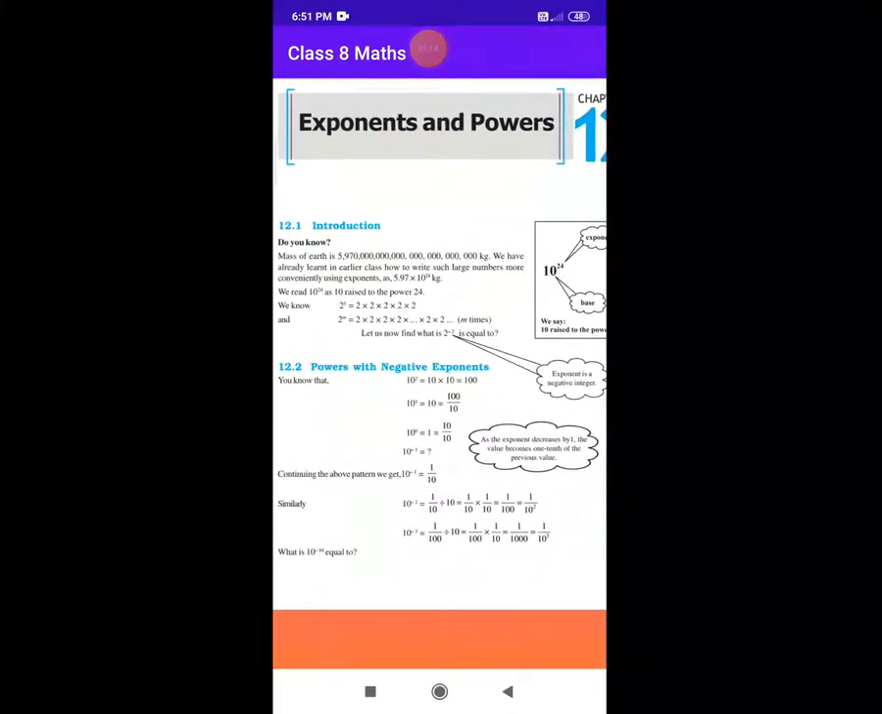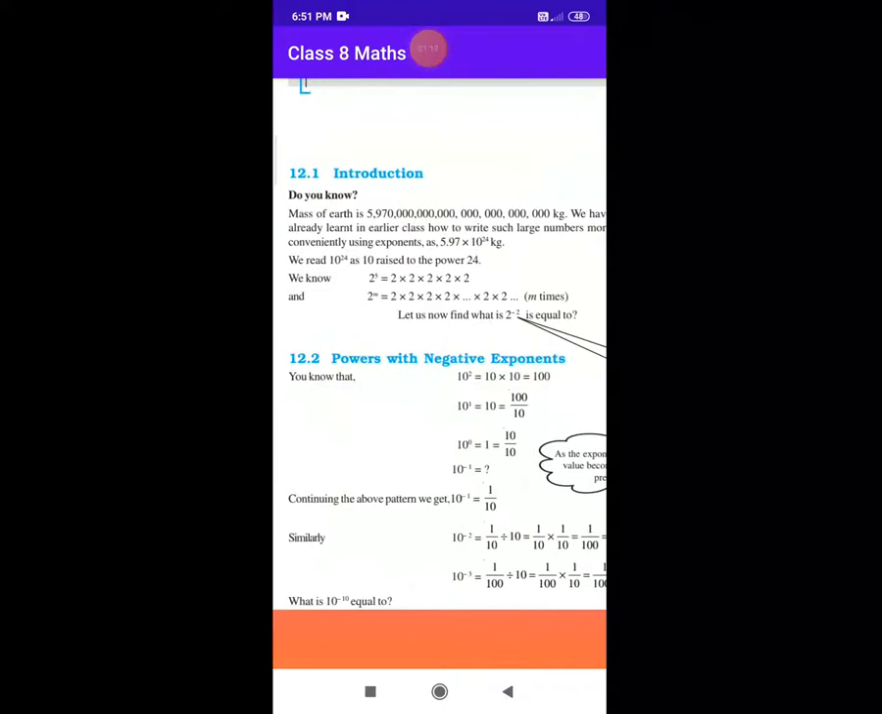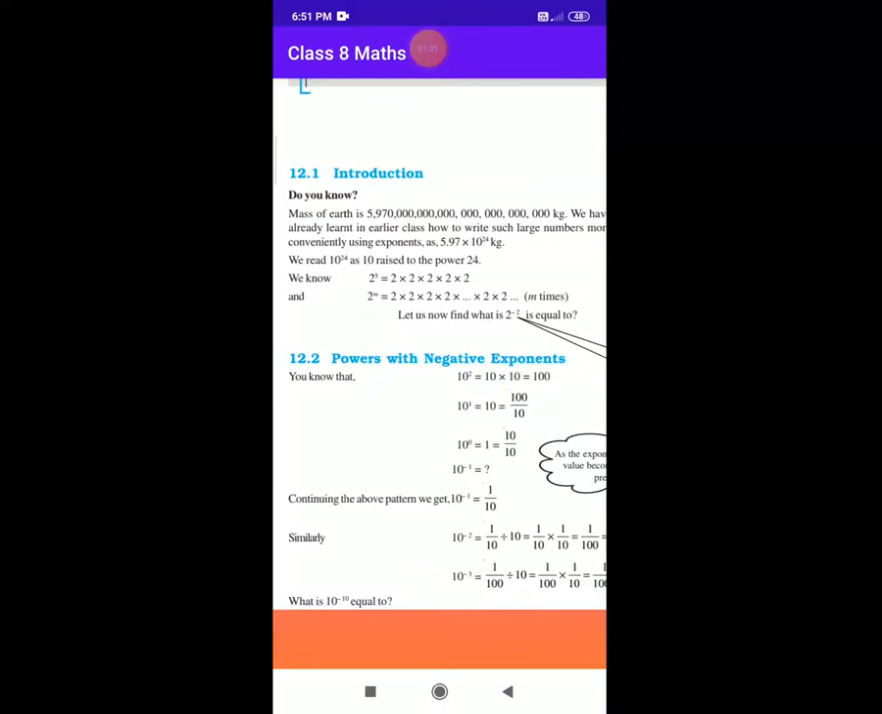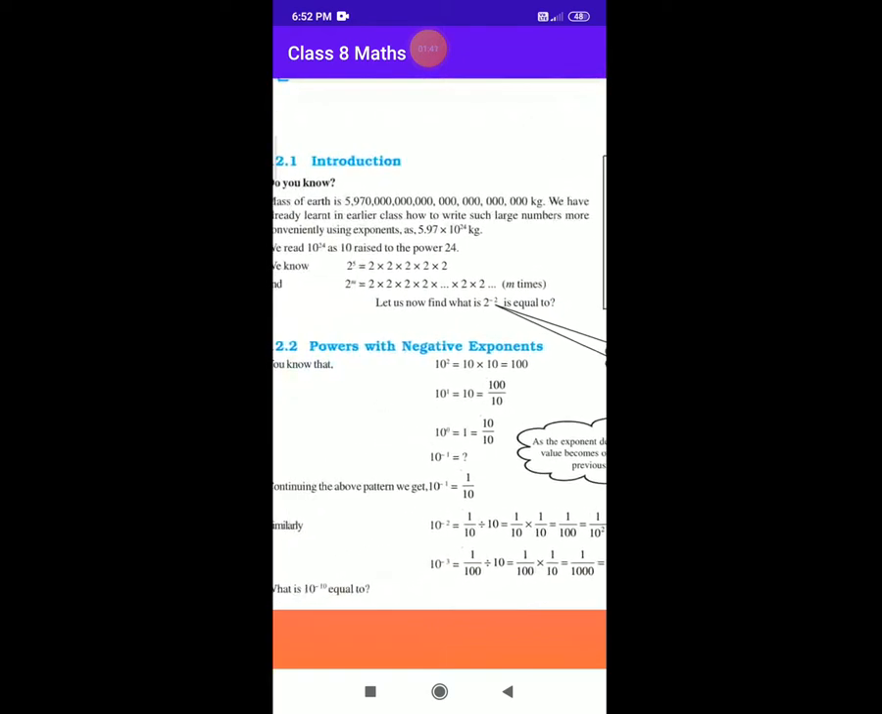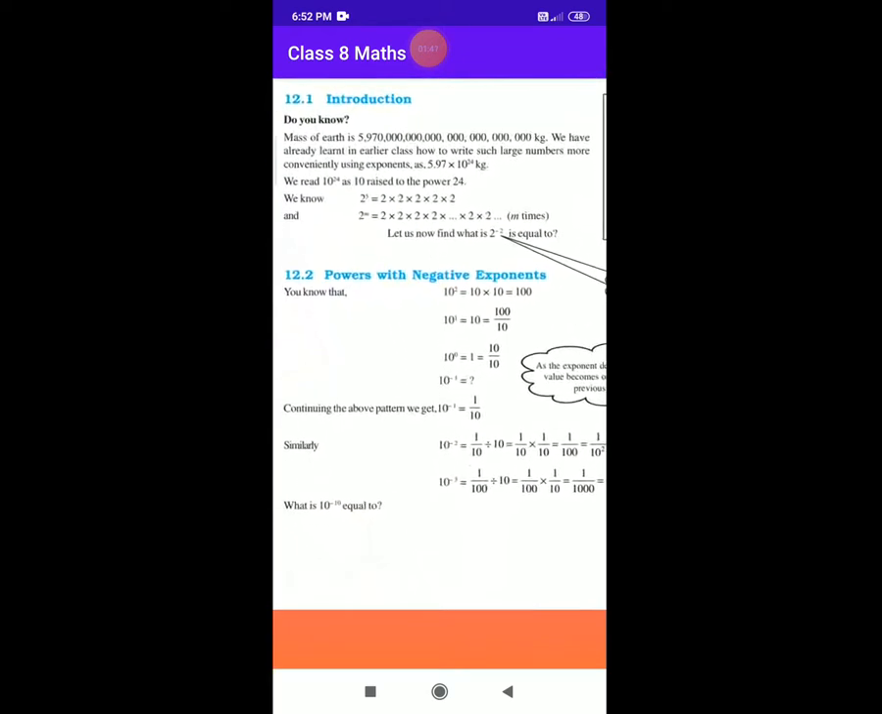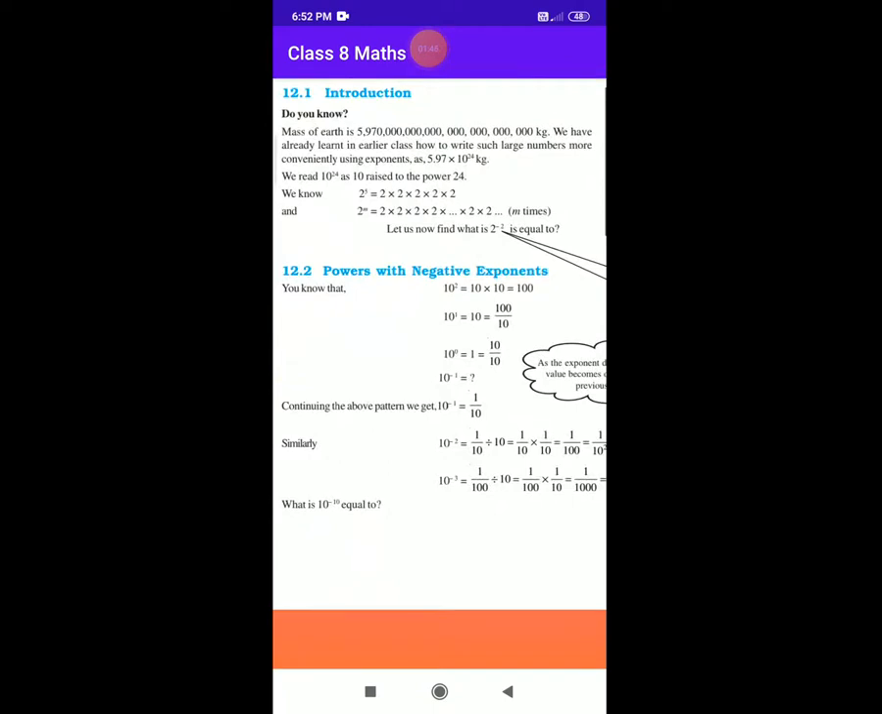We know 2 raised to 5 means 2 multiplied by 2 multiplied by 2 multiplied by 2 and multiplied by 2. And 2 raised to m means 2 multiplied by 2, and so on, m times. So let's find what 2 raised to minus 2 is equal to. Here the exponent minus 2 is a negative integer. So now we're going to discuss power with a negative exponent.